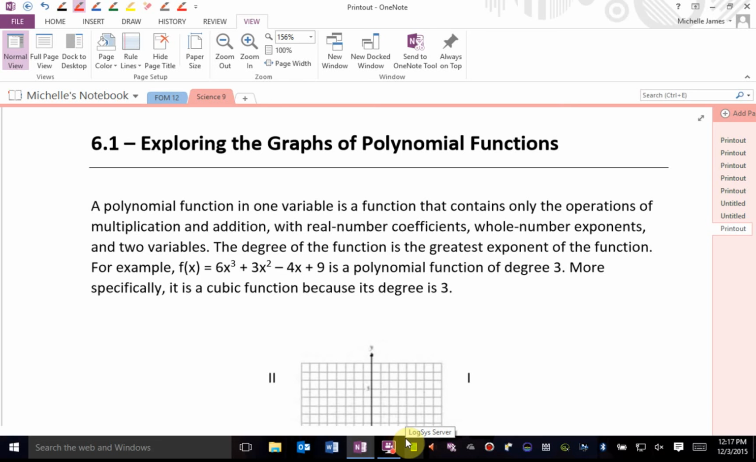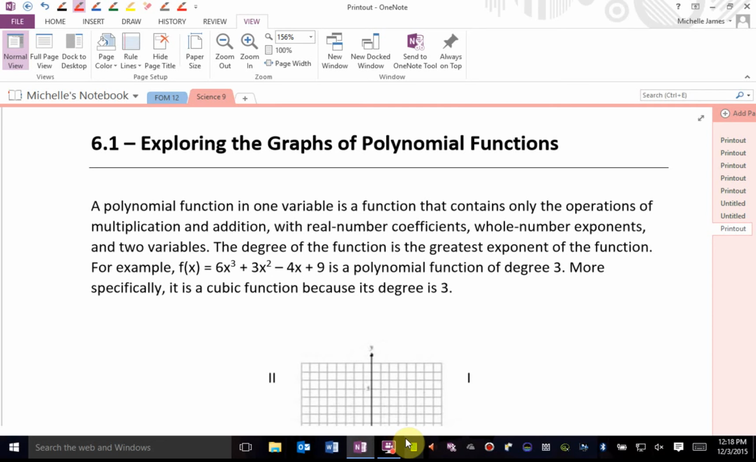So here we go, 6.1, exploring the graphs of polynomial functions. We're going to cover 4 types of polynomial functions in these notes. We reviewed yesterday linear functions and a bit of quadratic, and we'll do a little bit more today. The first page is just information.